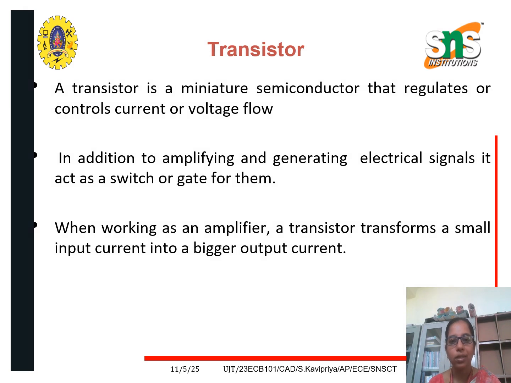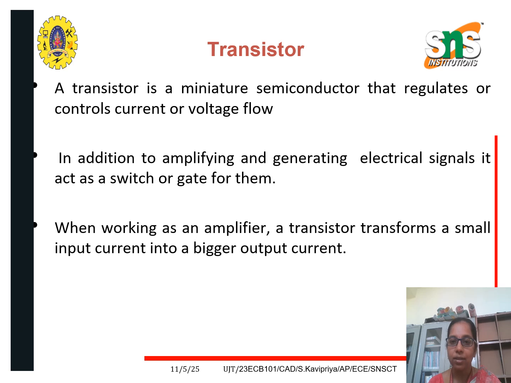First, we can see what a transistor is. A transistor is a device that regulates current flow or voltage flow in electronic circuits. It is used for amplifying electrical signals and it also acts as a switch. It allows electrical signals to pass through the electronic devices or it blocks the electrical signals, based on the applied conditions.